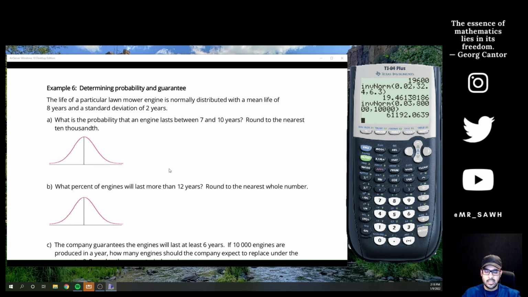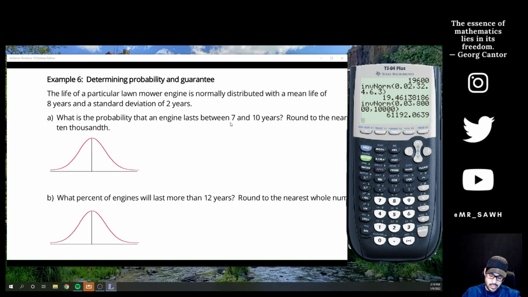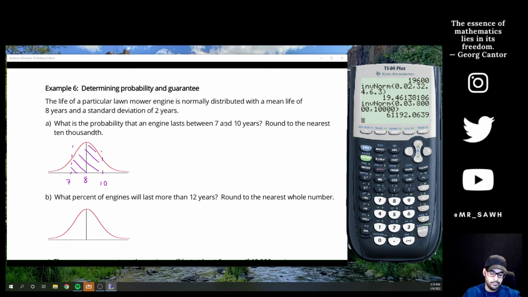Okay, example 6, again, really no different. This kind of just puts a lot of them together. So the life of a particular engine, normally distributed, average is 8 years, and the standard deviation of 2. So what's the probability that an engine lasts between 7 and 10 years? So 8's in the middle, 7 should be somewhere to the left of it, 10 somewhere to the right. Okay, so there we go.